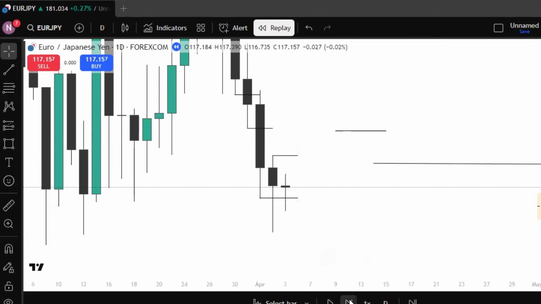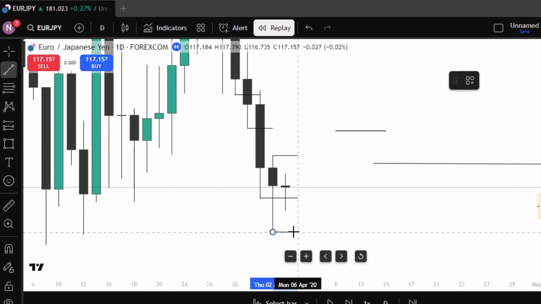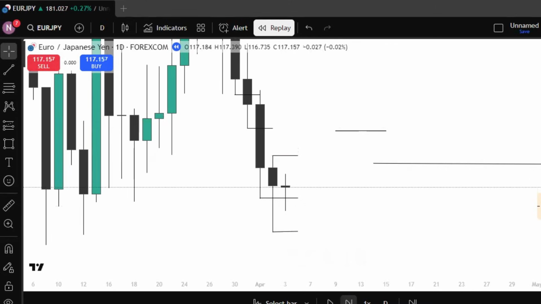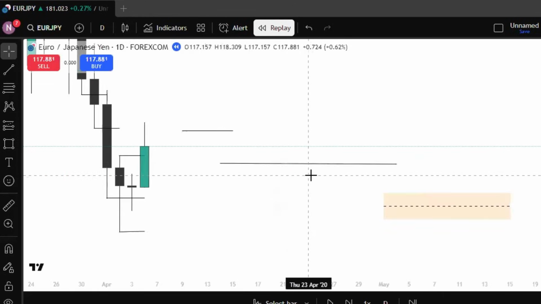So let's see. We could see that this didn't really go up. It consolidated because it is stuck inside the candle. It took neither the high nor the low. So that is a consolidation candle, right? And you could see that the market finally went for it, right?